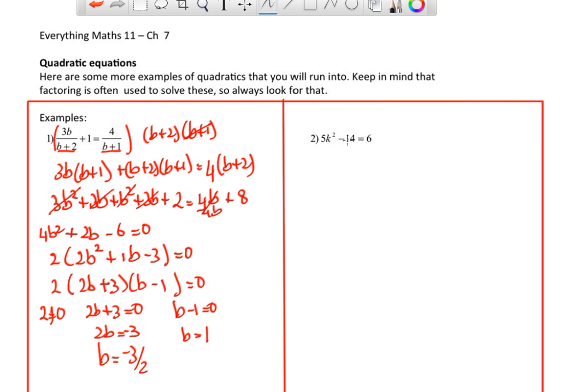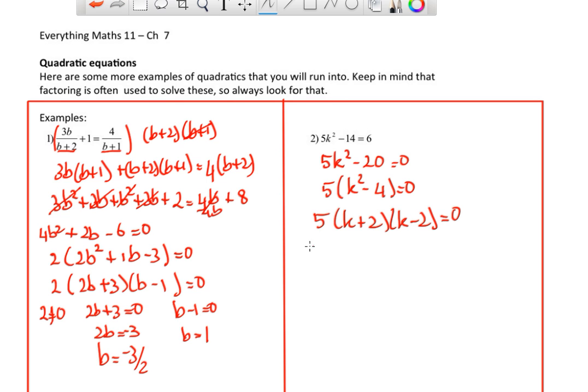Number 2, the 6 is on the wrong side, so don't try to factor this thing, always make sure that you get it to say equal 0. In this case, they both have a 5 in common. 20 divided by 5 is 4. And then you can see one of our very common patterns. And so, again, either 5 is 0, which it's not, or k plus 2 is 0, or k minus 2. So keep in mind that we often write it this way then.